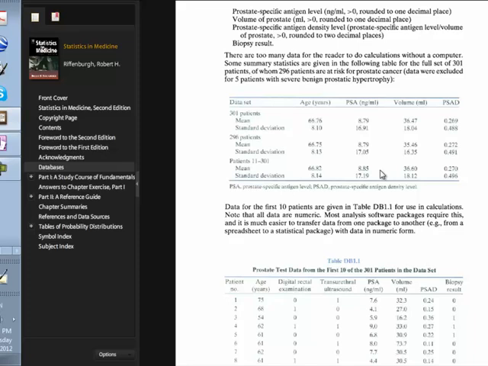So if I use this data set to form the following problem, what is the mean? If I say X, let me phrase it differently. What is the mean concentration or the average concentration of PSA for men who are at risk for prostate cancer?